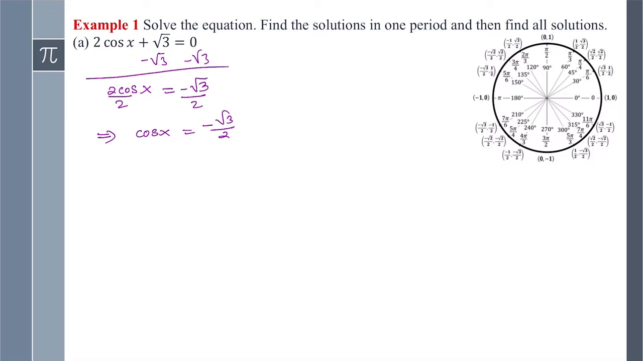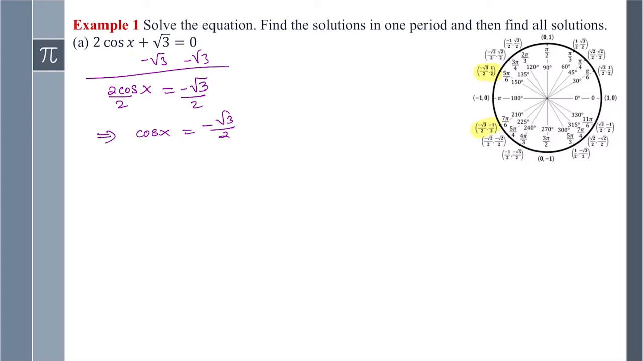If we look over here, the cosine is represented by the x value in the unit circle. So, negative square root of 3 over 2. Cosine is negative in the second and the third quadrant. Negative square root of 3 over 2 is right here, which is 5 pi over 6 or 150 degrees. And the other one is right here.